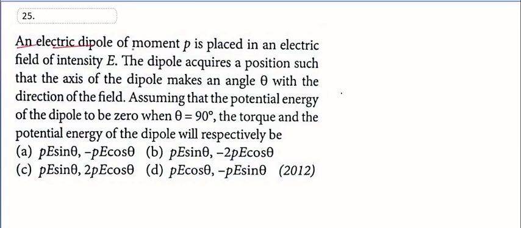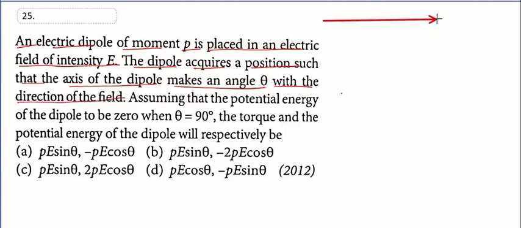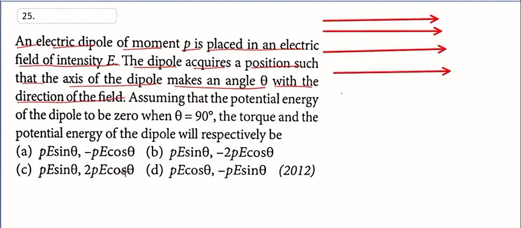An electric dipole of dipole moment P is placed in the electric field intensity E. The dipole acquires the position such that the axis of the dipole makes an angle theta with the direction of the field. So first, you have to draw the electric field. So this is called the electric field. In this electric field, you have to take the dipole. Okay, so this is called a dipole, minus q, plus q. How does the dipole acquire the position? The axis of the dipole makes an angle theta with the direction of the field.